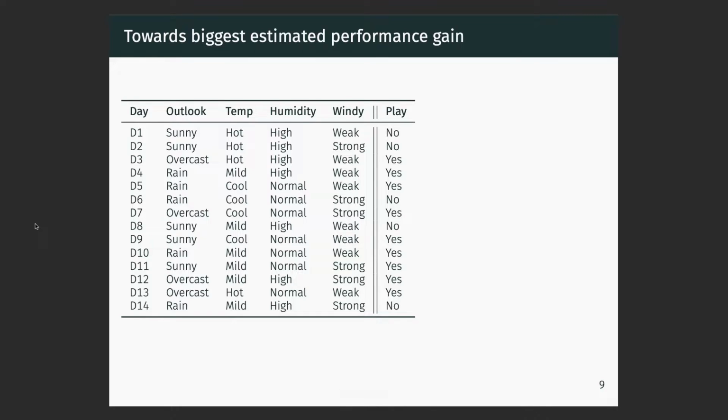Okay, so now let's try to understand what we mean by estimated performance gain. If you notice, we have 14 examples, and if you look only at the output attribute of concern, we have 9 yeses and 5 no's. Imagine if in the play attribute we had 14 yes or 14 no. Is it a simpler classification problem then? Why or why not?